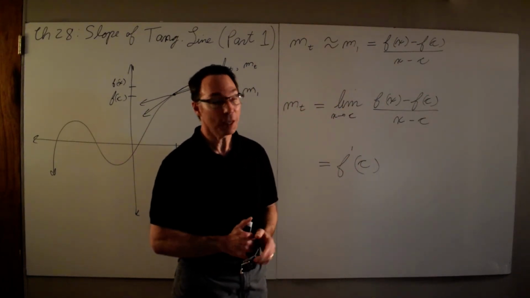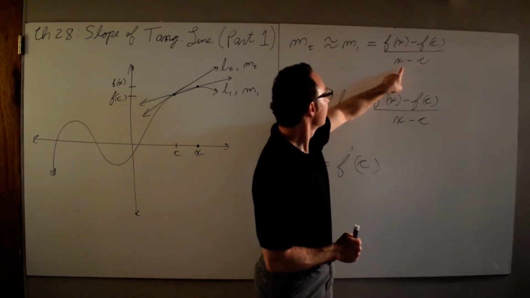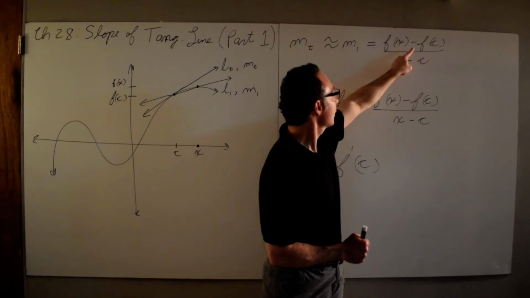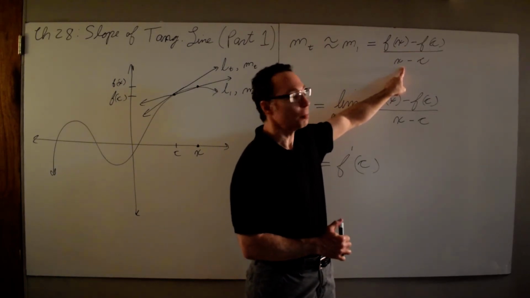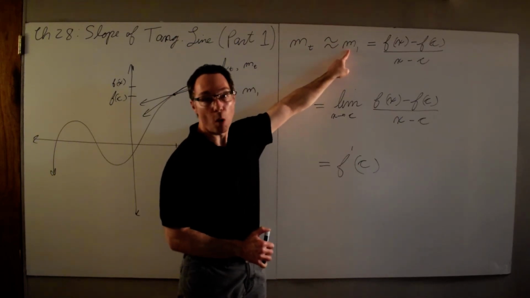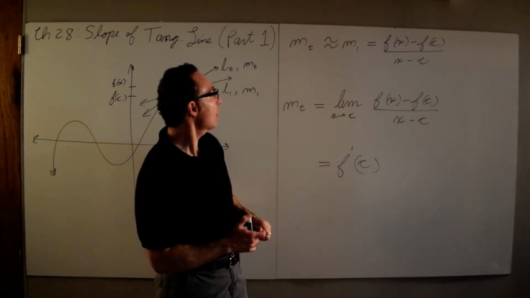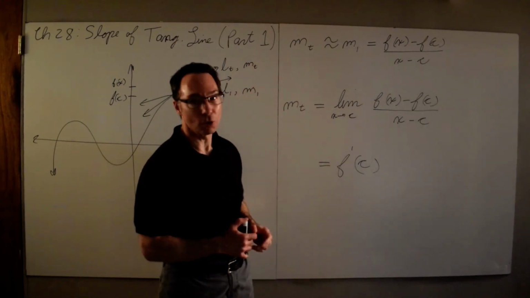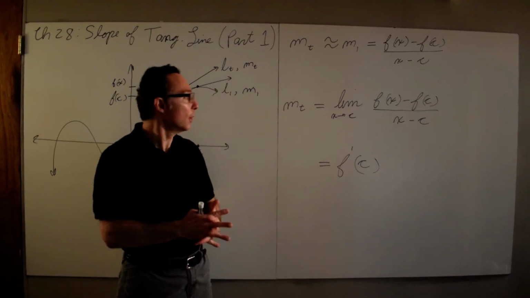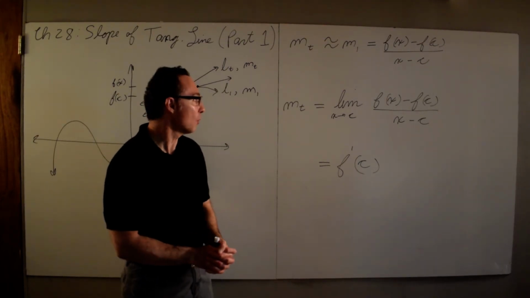M sub 1 we can actually calculate, right? It's the change in the y coordinates divided by the change in the x coordinates. So we have f of x minus f of c divided by x minus c. This is the slope of L sub 1. So this m sub 1, this is the slope of L sub 1. It's approximately the slope of the tangent line. Okay? But we don't want to know approximately what the slope of the tangent line is. We want to know what's the slope of the tangent line.